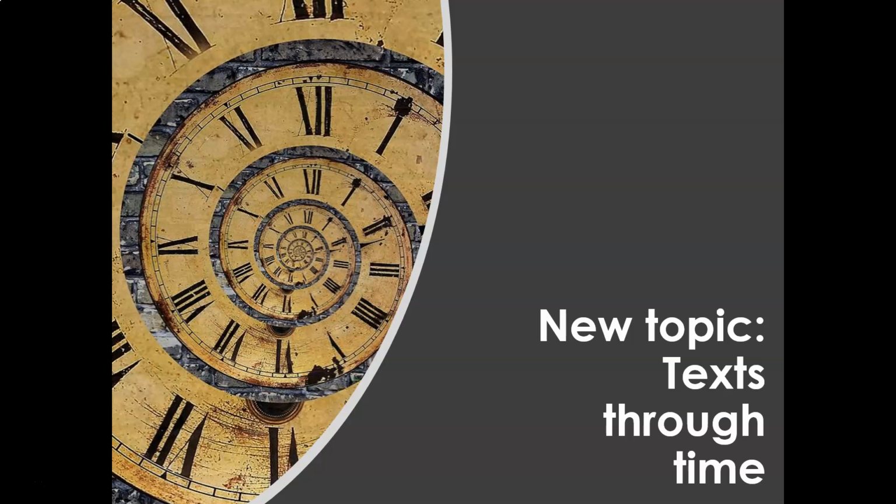Today we're going to be starting a new topic and that topic is called Texts Through Time. Can you write that down as today's title, please? And also copy down today's date and underline both with a ruler. Once you've done that, we're ready to move on.